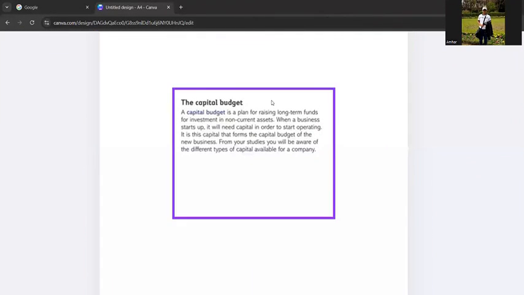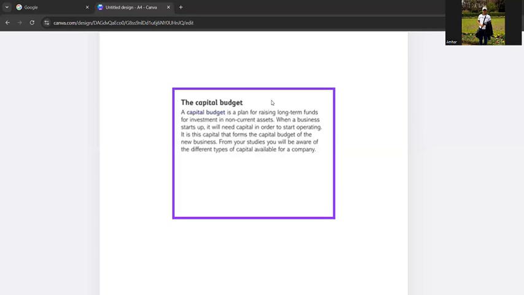So we are going to see what is capital budget. A capital budget is a plan for raising long-term funds for investment in non-current assets. So we draw up a capital budget when we want to raise long-term funds from investments and all that. Then we will draw up a capital budget when we want to take out a bank loan, or take funds from external parties. So we will record all that in the capital budget.